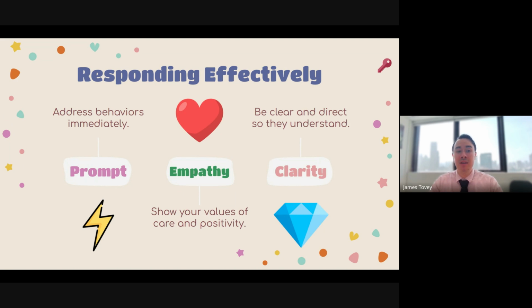Same with empathy. Show your values of care and positivity, right? Students can generally tell when a teacher doesn't really care. They're just sort of there to do a job. They walk in and they sort of speak at them for a bit and then they leave. So if you show that you care, they're more willing, I guess, to engage with you. And clarity. Be clear and direct so they understand. If they don't understand what you're saying, they're not really going to know how to achieve what you want them to do.